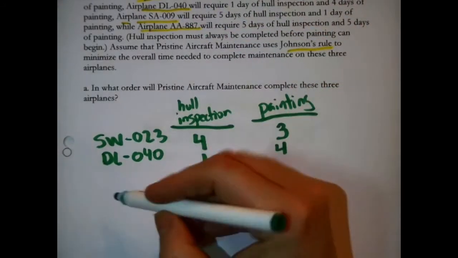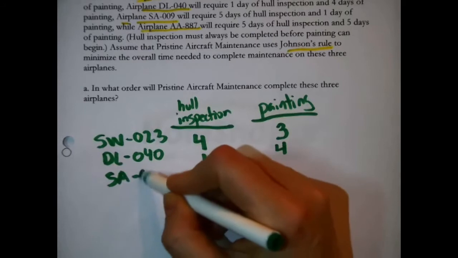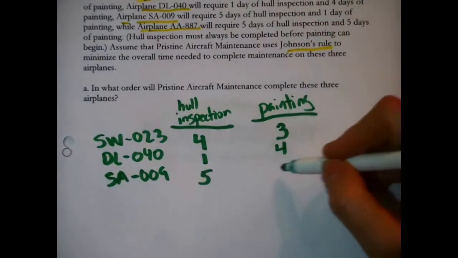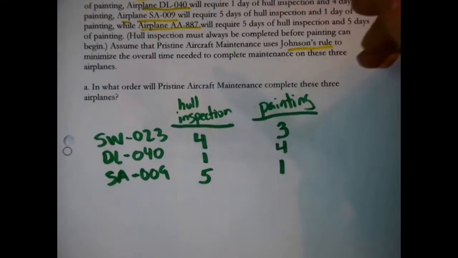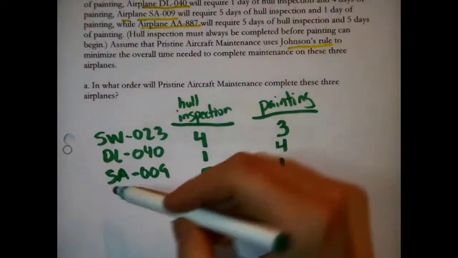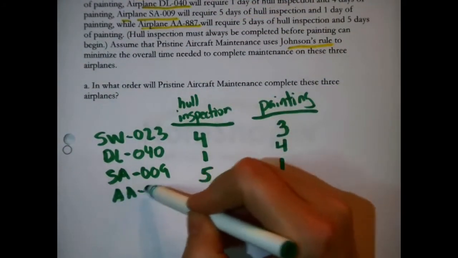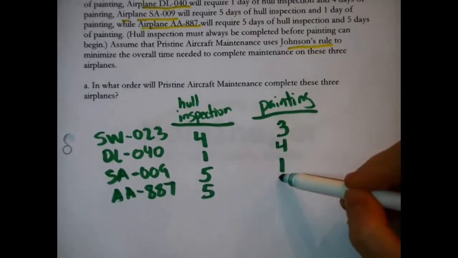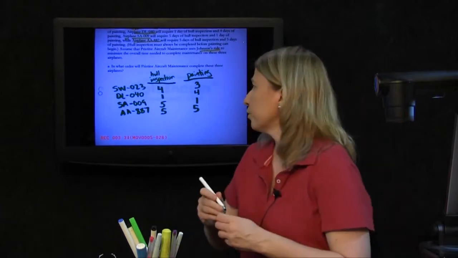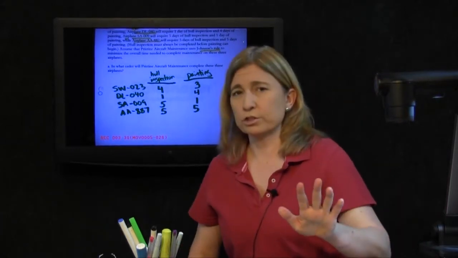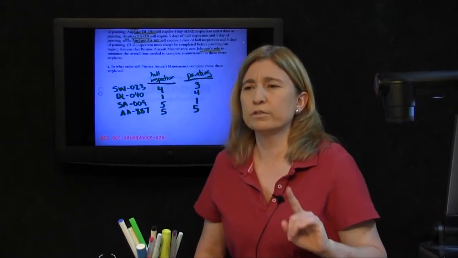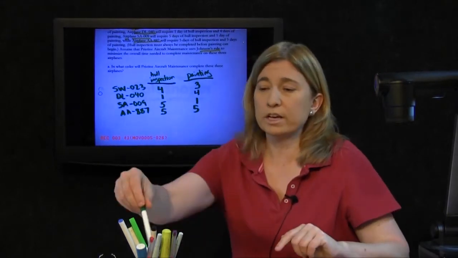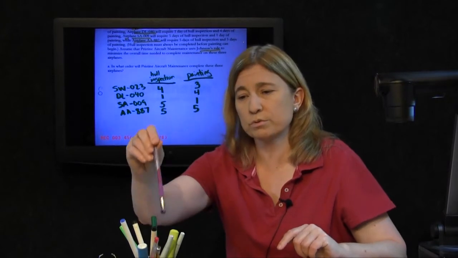Airplane SA009, 5 days of hull inspection and 1 day of painting. And then finally, airplane AA887. Ooh, that takes a lot of work. 5 days of hull inspection and 5 days of painting. Haven't determined anything new here, have just organized the information into a table. Because it's asking us to use Johnson's rule.